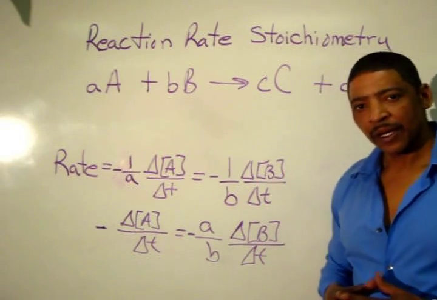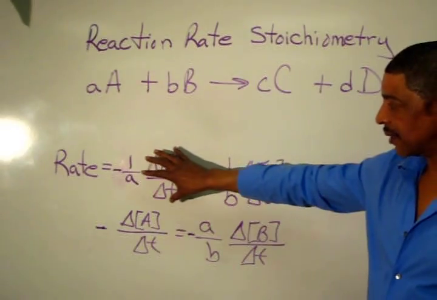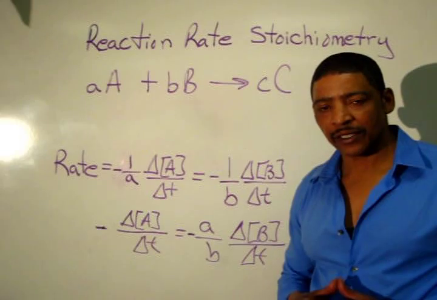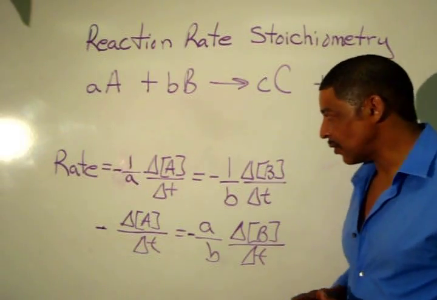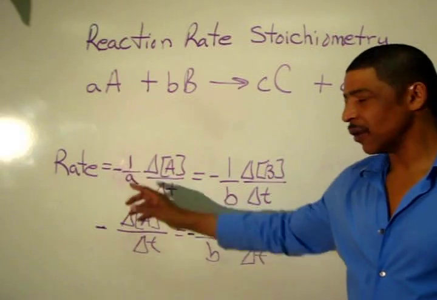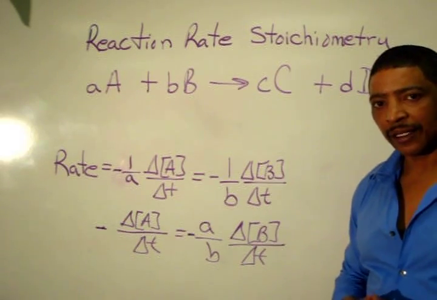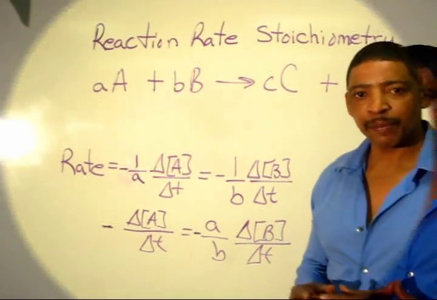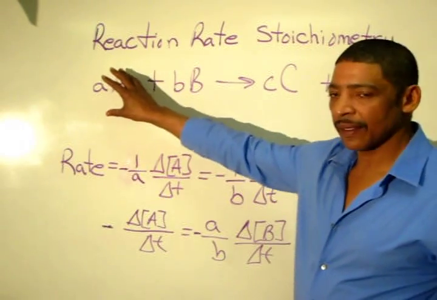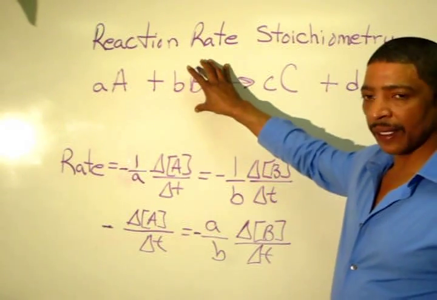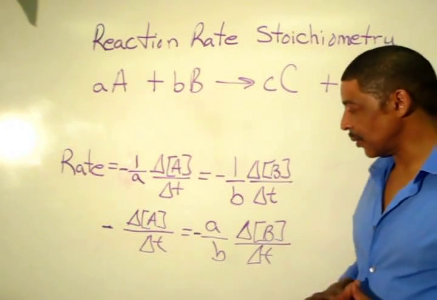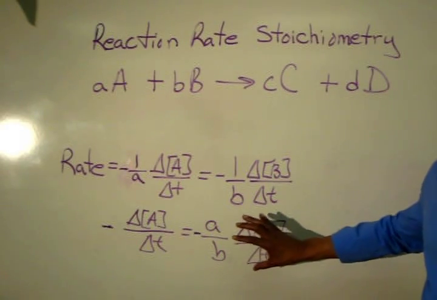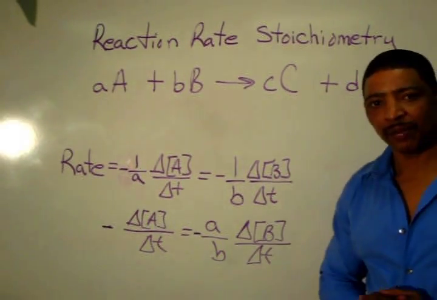Therefore, to compare the rate of disappearance of reactant A to the rate of disappearance of reactant B, simply solve the fractions. In other words, to clear the fraction associated with the disappearance of reactant A, simply multiply through by a over 1. The relationship between the disappearance of reactant A and the disappearance of reactant B is equal to a over b times the rate of disappearance of reactant B.